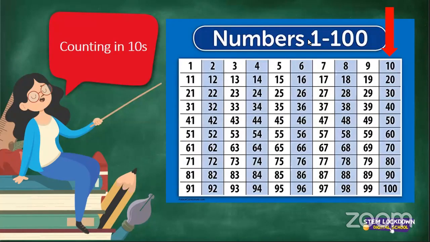10, 20, 30, 40, 50. And just a trick question, what number comes after 50 if we count in tens? 60. Great, well done.